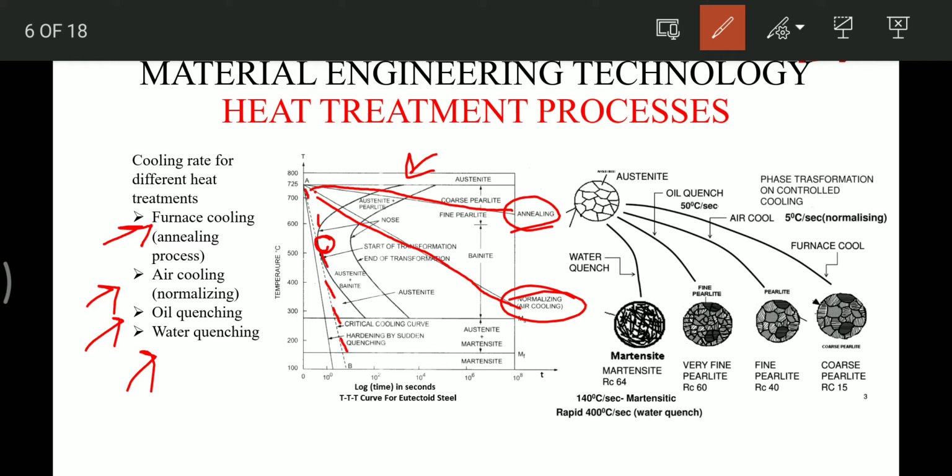Okay friends, and this line which you are seeing is because of water quenching or oil quenching. So hope you have understood, friends. This is for furnace cooling and the process is called annealing. Then we have air cooling, the process is called normalizing. Then this line is for hardening. In this, the pearlite structure will not be formed, directly martensite structure will form, and for that we have to miss the nose of the curve.